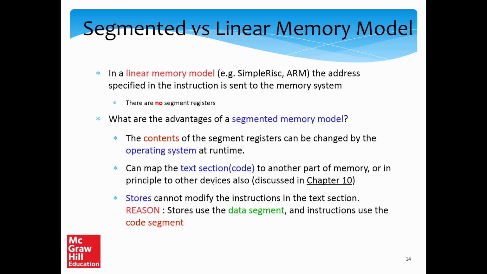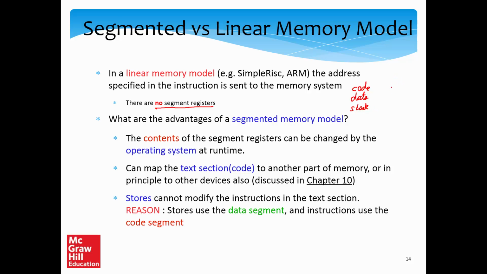ARM, Simple RISC, and so on have a linear memory model where the address that is specified in the instruction is sent to the memory system, so segmentation is not required. There are no segment registers. However, x86 does not have a linear memory model. It has a segmented memory model where we divide our addresses into 3 types: code, which is regular program instructions; data, which is all the data that we would use; and then the stack. Data is pretty much global variables, and you can think of stack as local variables.